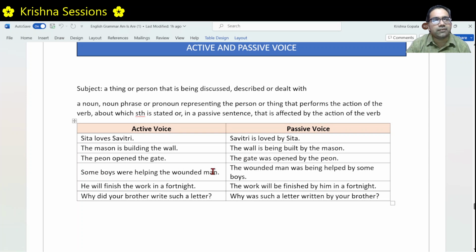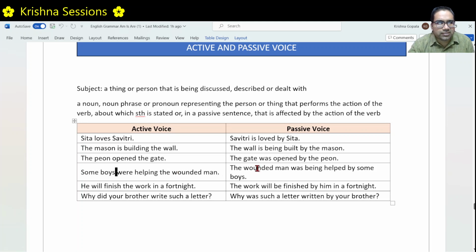Some boys were helping the wounded man. Here the discussion is about some boys. Some boys of a particular village or some particular school, we are discussing about them. They helped the wounded man, or they helped someone else, or they did something else, etc. The discussion is about some boys. That's why some boys is the subject, helping is the verb, and wounded man is the object.